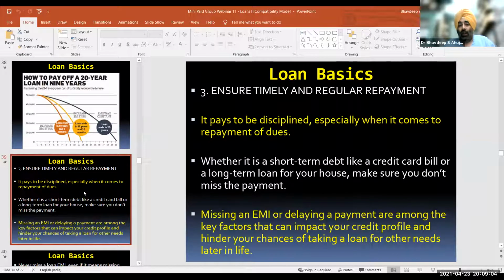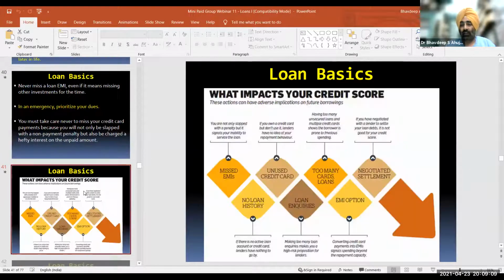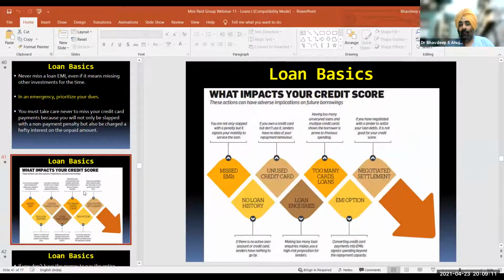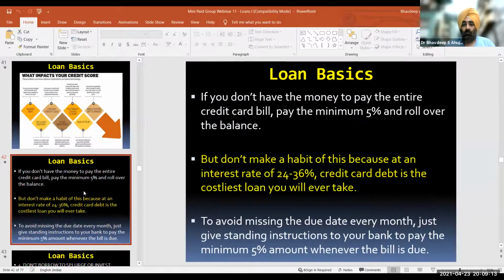So we all have to ensure timely and regular payment. We should not be missing the loan EMI because it ultimately impacts our credit score. Rollover credit is usually a revolving balance, as I said. So we usually pay the minimum 5%, but then we eventually pay the interest. Of course, sometimes it does not affect the CIBIL, but in many cases it does.